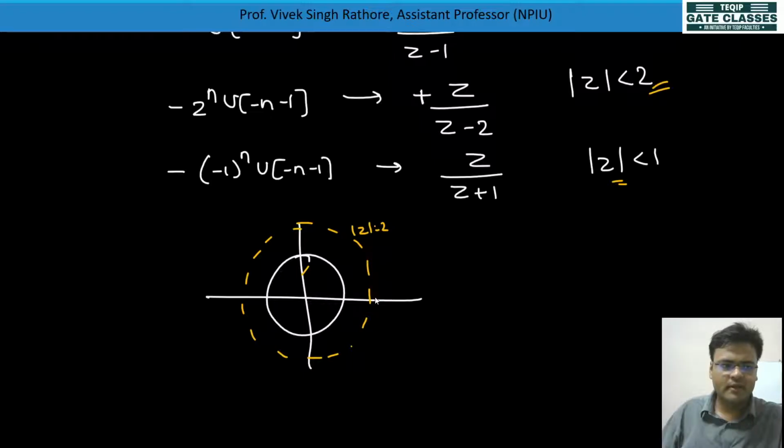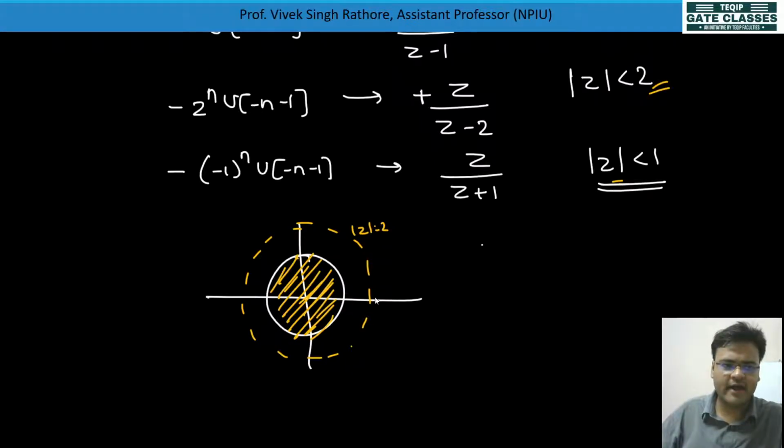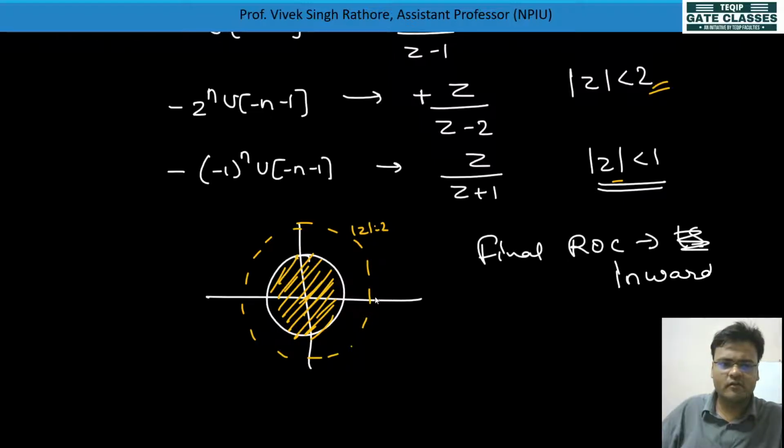So where will we draw? If we draw from |z| = 2 on this side, then this pole will come inside it, and ROC cannot include any pole. That is why we'll plot from this point only. This is your ROC. So ultimately the final ROC is inward, not left sided we can say inward, and inward means inward to the smallest pole value.